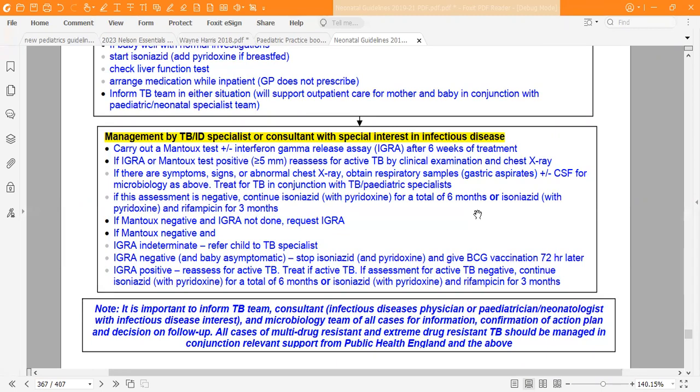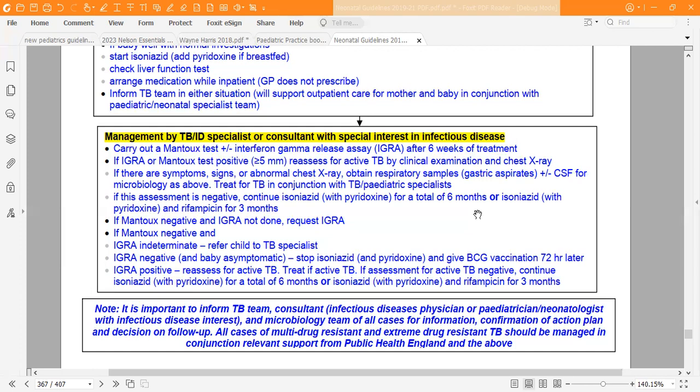If Mantoux test negative and IGRA negative and baby asymptomatic, stop isoniazid and pyridoxine and give BCG vaccination 72 hours later. If Mantoux negative and IGRA is positive, reassess for active TB, treat if active TB. If assessment for active TB is negative, continue isoniazid with pyridoxine for a total of 6 months, or isoniazid, pyridoxine, and rifampicin for 3 months.